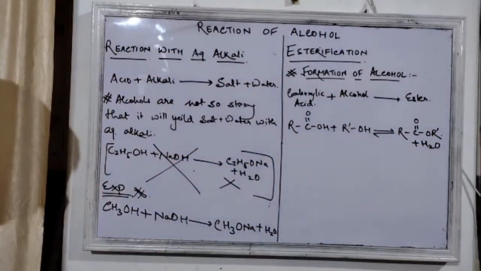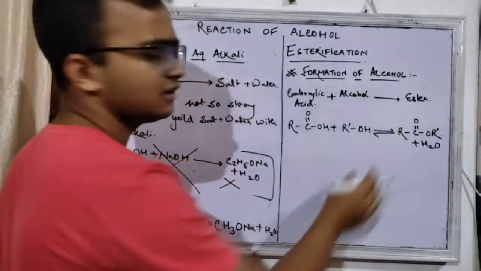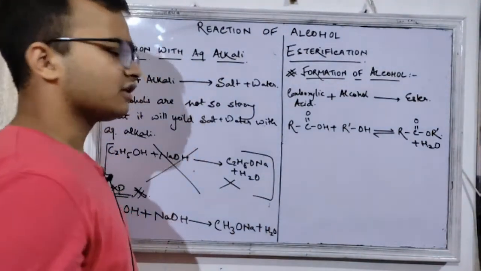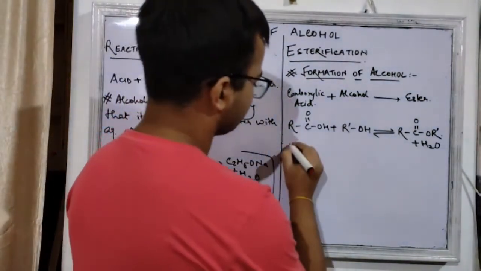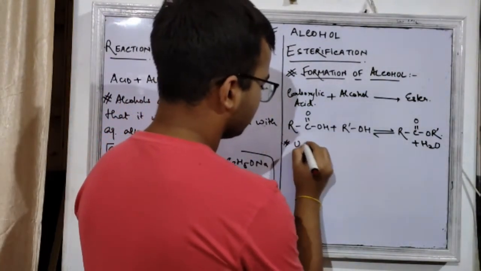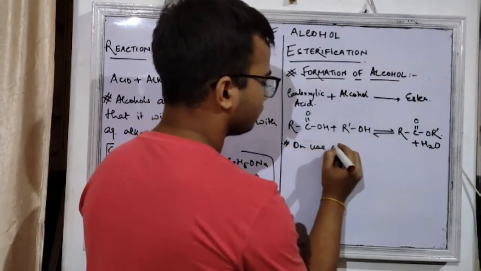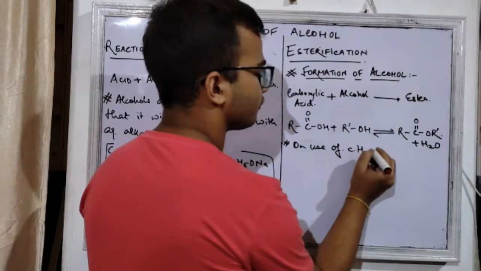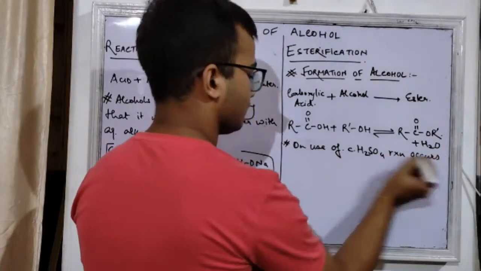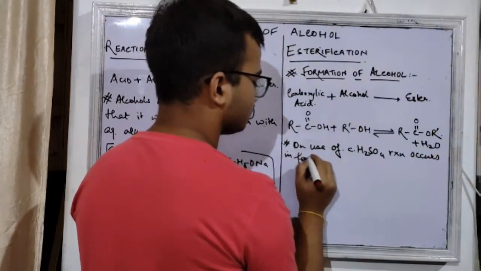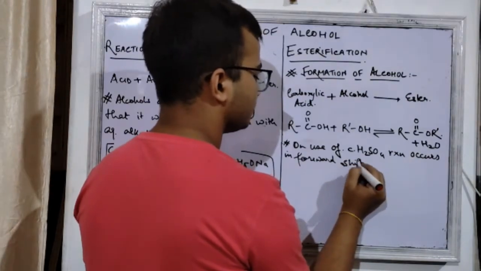Now since you see this is a reversible reaction, if you use concentrated H2SO4, in this case the reaction will occur in a forward shift. That is, right here, use of concentrated H2SO4, reaction occurs in forward shift. Forward shift means in the forward direction.